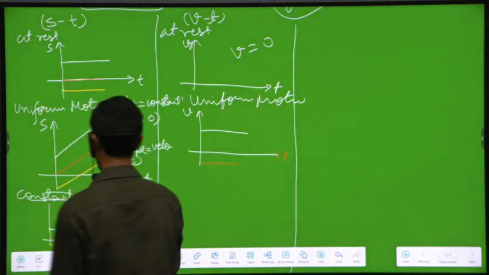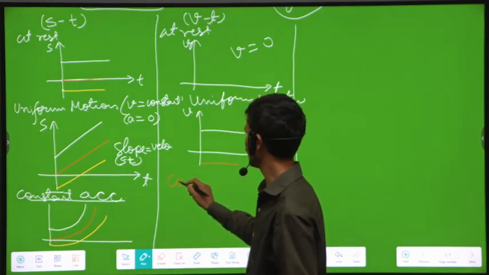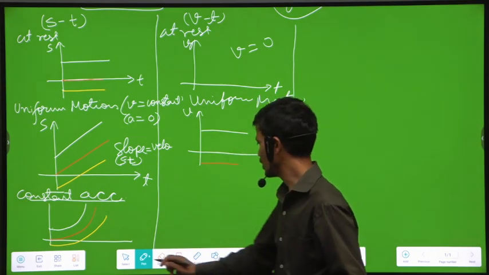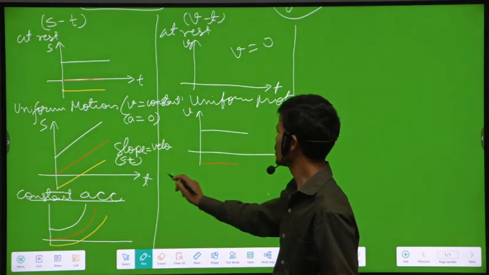Okay. Next, acceleration, constant acceleration. If it is moving with, oh sorry, if it is moving with constant acceleration.